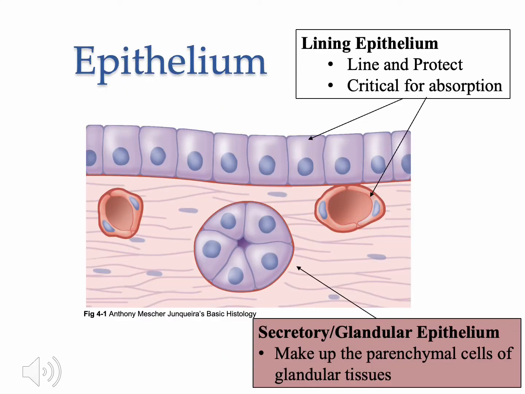You'll recall from our lecture last term on epithelium that epithelium is subcategorized into two large categories, and that's our lining epithelium and then our glandular epithelium. Thus, the parenchymal cells of glandular tissues, for example, salivary glands, are composed of epithelial cells.